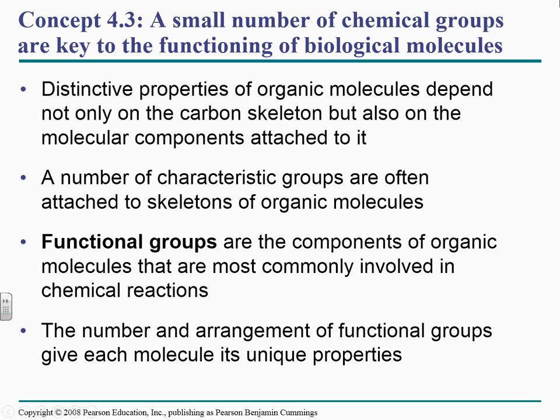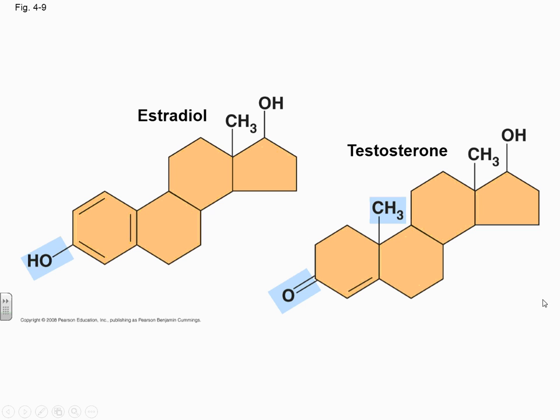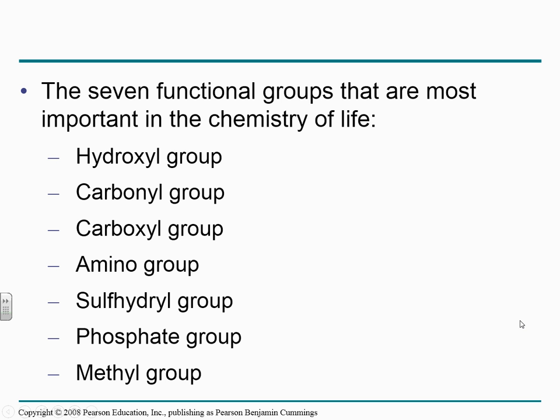And again, this is to emphasize too that there's all these varieties, all this different type of carbon molecules. So here it gives you an example. We have 2 hormones. And look, you guys really look at it. Look how similar they are. This is a different functional group than this one, and then this alcohol one over here. But obviously very different, estrogen compared to testosterone. So the 7 functional groups that are most important in the chemistry of life are listed right there.